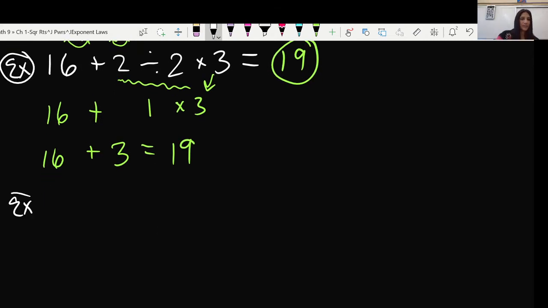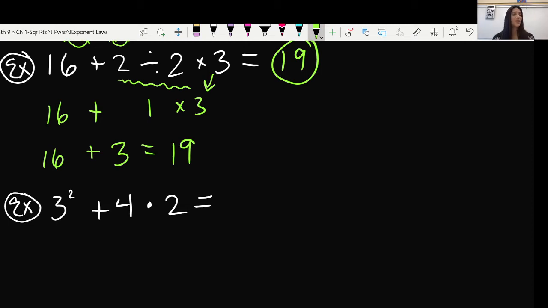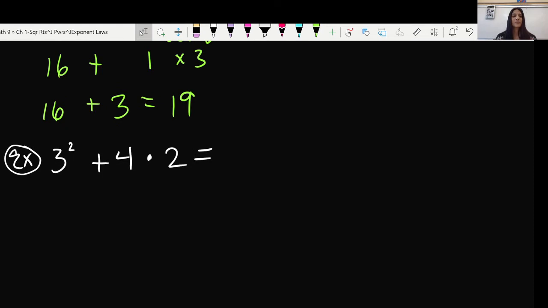Let's say we have 3 squared plus 4 times 2, and we're trying to figure out what this is equal to. So again, a reminder that this little dot indicates multiplication. We don't use x's because now we're starting to use variables, and they can sometimes be mistaken for a variable.